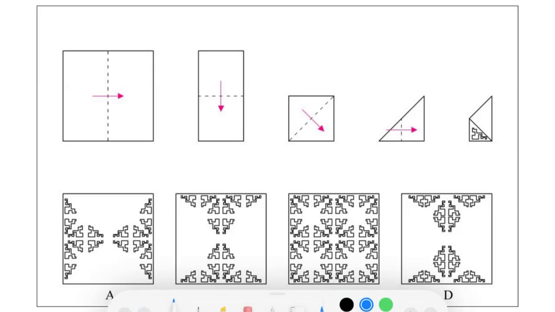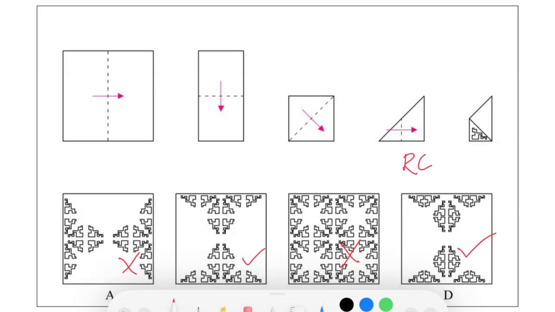Look at this figure. Quickly answer, everyone. We need to match the right corner. Look at the right corner. In figure A, it's incorrect. In figure B, it's partially correct. In figure C, it's incorrect. In figure D, it's correct.